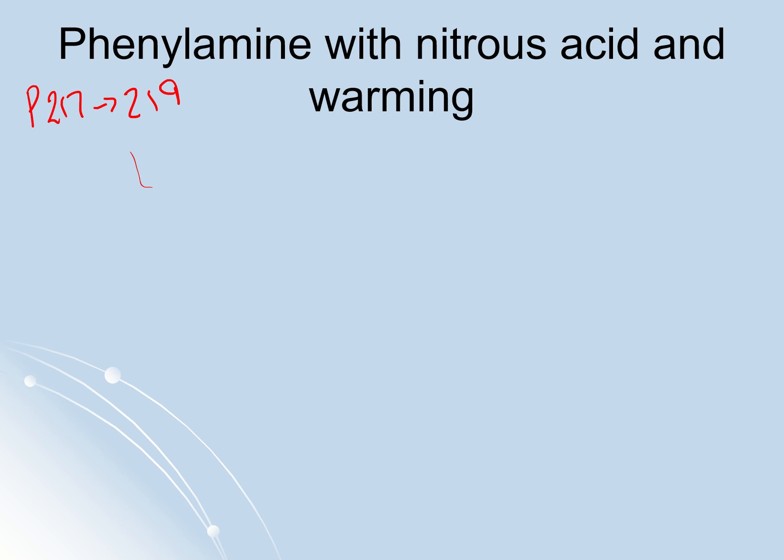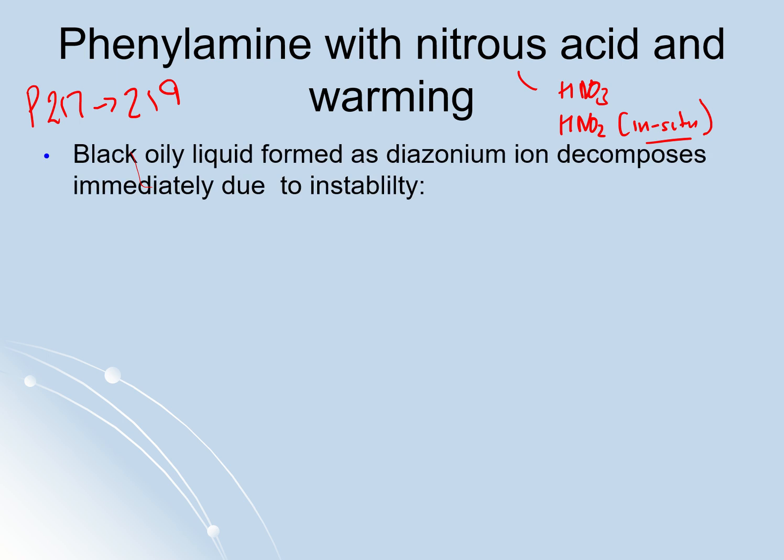The first reaction we're going to look at is phenylamine with nitrous acid. Not to be confused with nitric acid, guys, which has a formula of HNO3. Nitrous acid is HNO2. It's a very unstable substance, so you'll find that it's made in situ, which means it's made in the place of the reaction. Phenylamine forms a diazonium ion, which decomposes immediately due to instability.